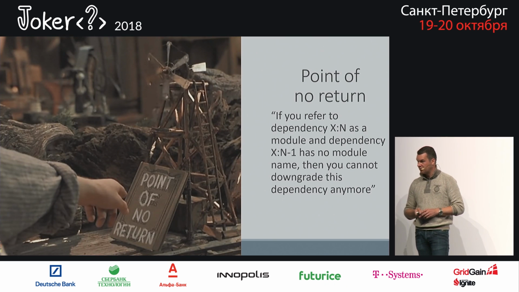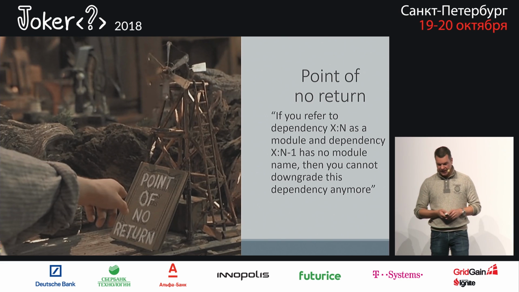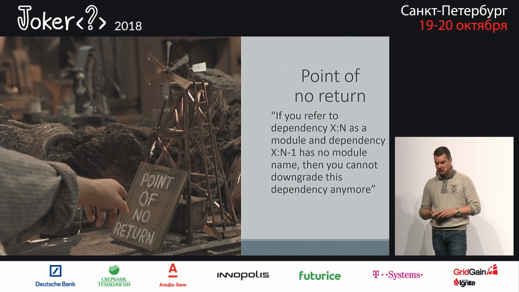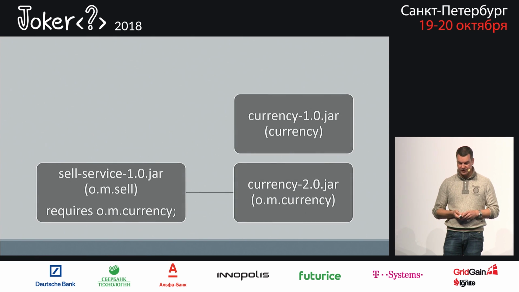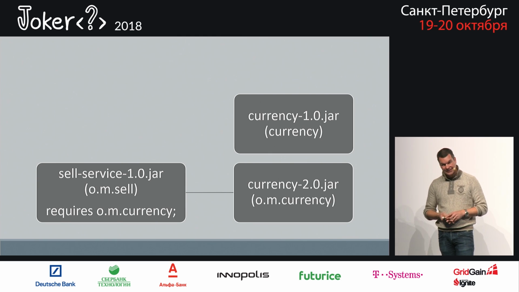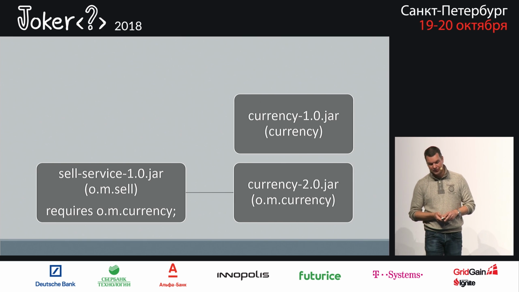However, there's also this point of no return. And it is saying that once you start referring to something with a module name, and a previous version doesn't have a module name, then you have an issue. And if you see it like this in a graph, the sell service, it was referring to o.m.currency, and because the 1.0 doesn't have that module name, it can never fall back to 1.0. So if there is a bug, for instance, in this 2.0 jar, well, I'm not sure what you are going to do.